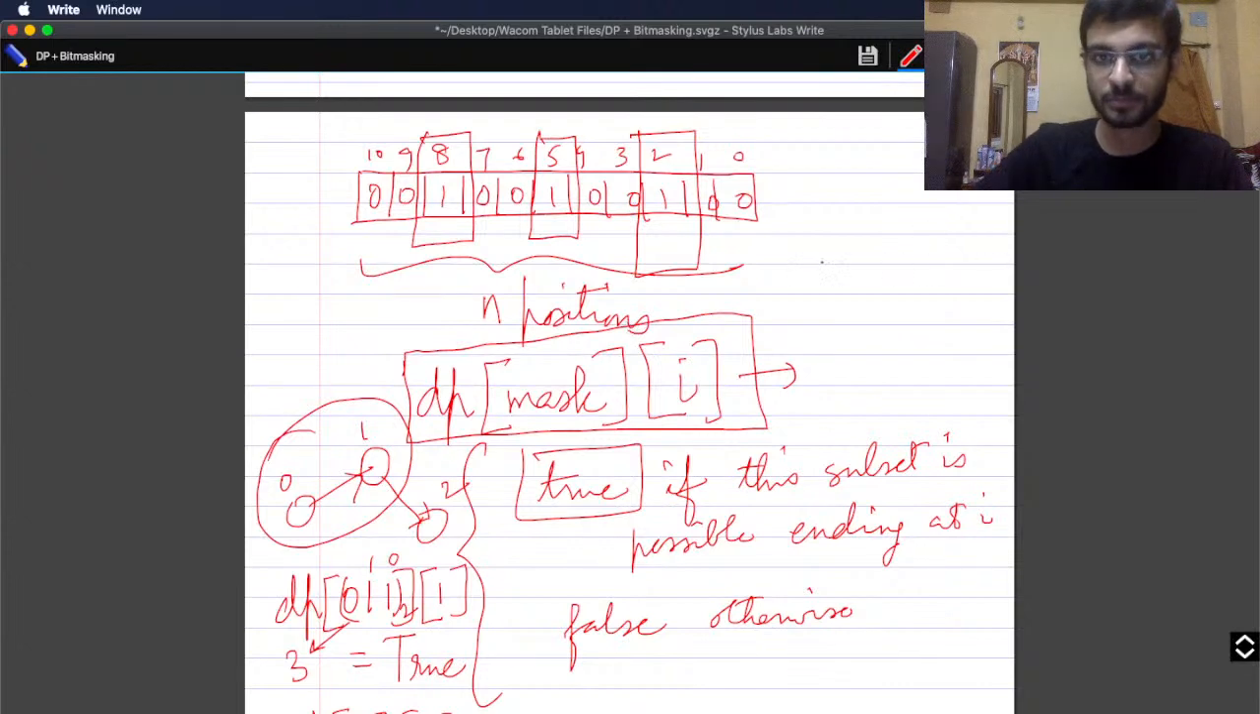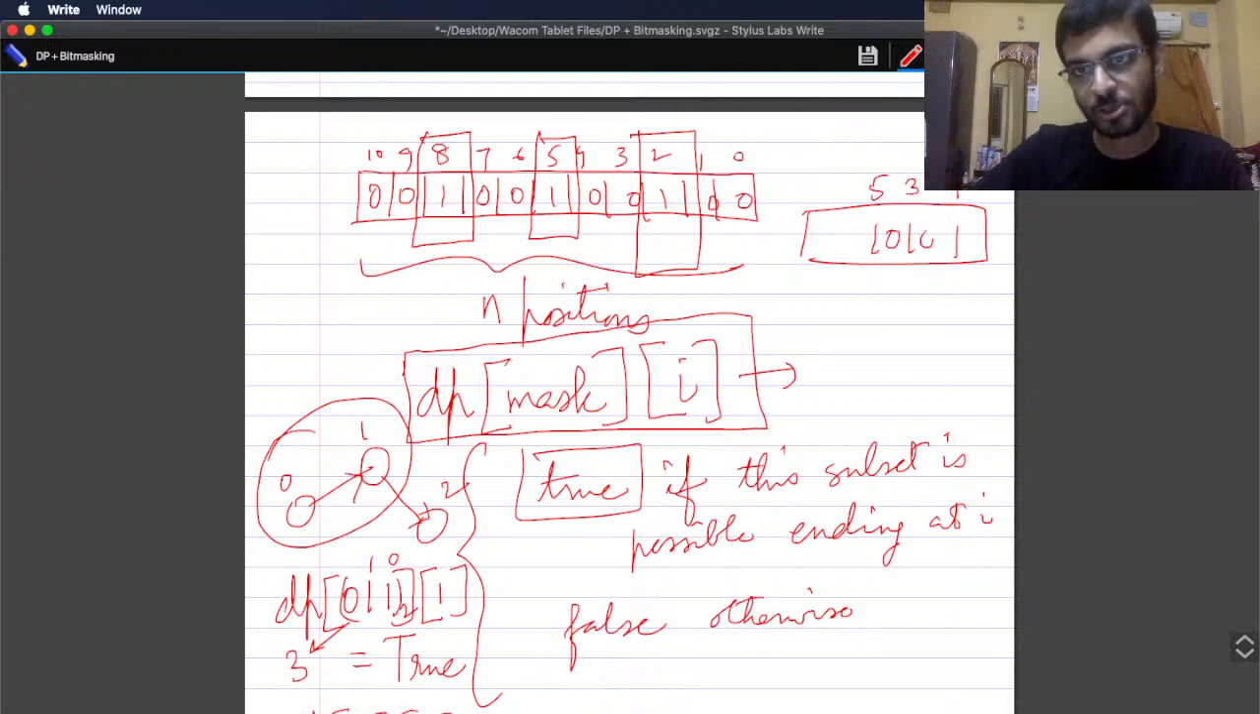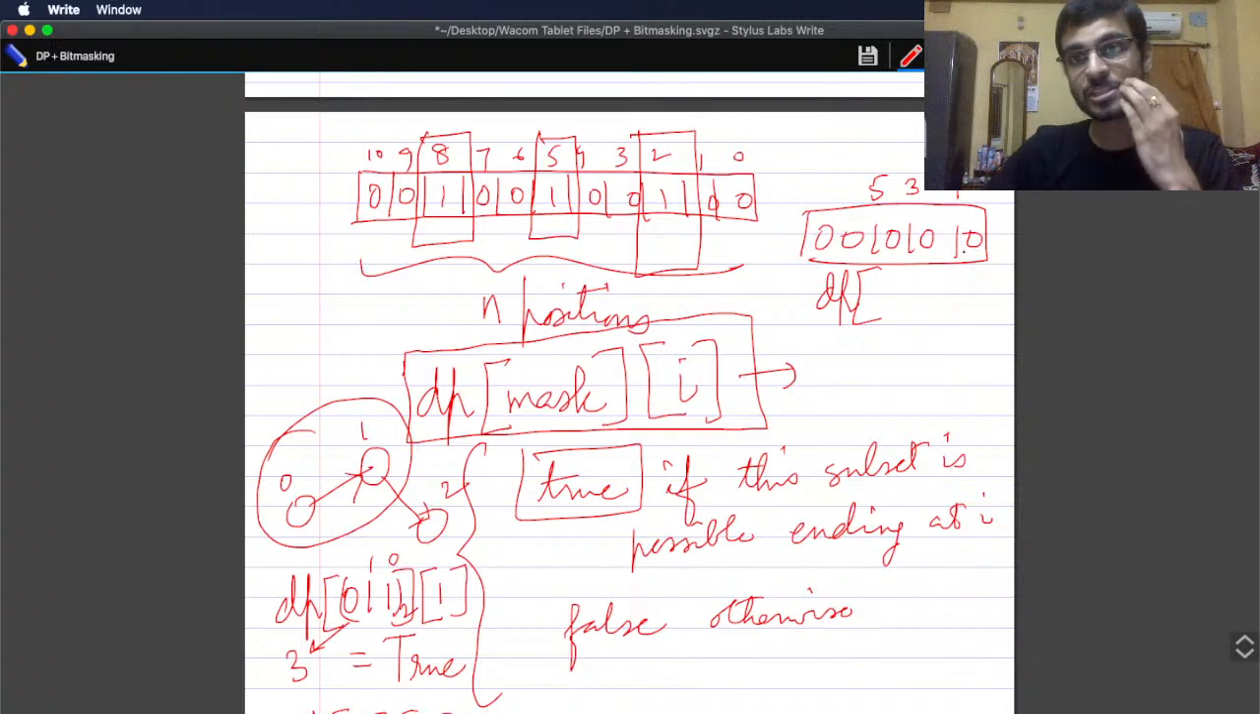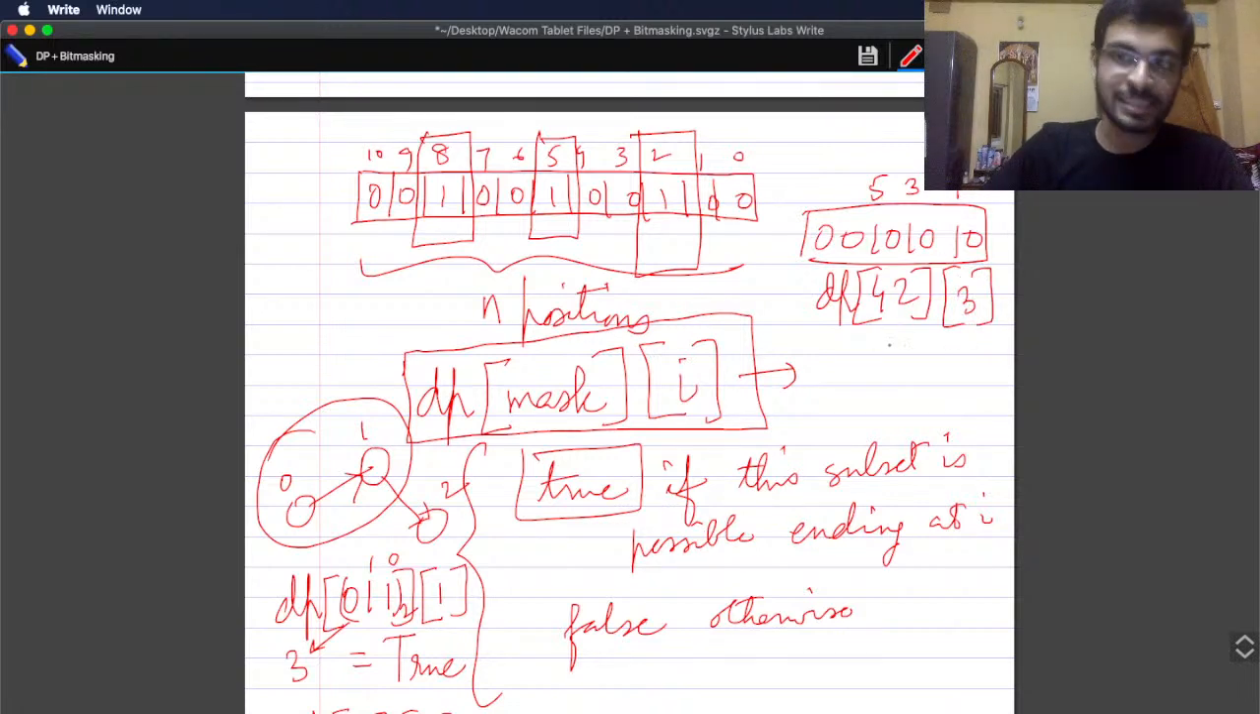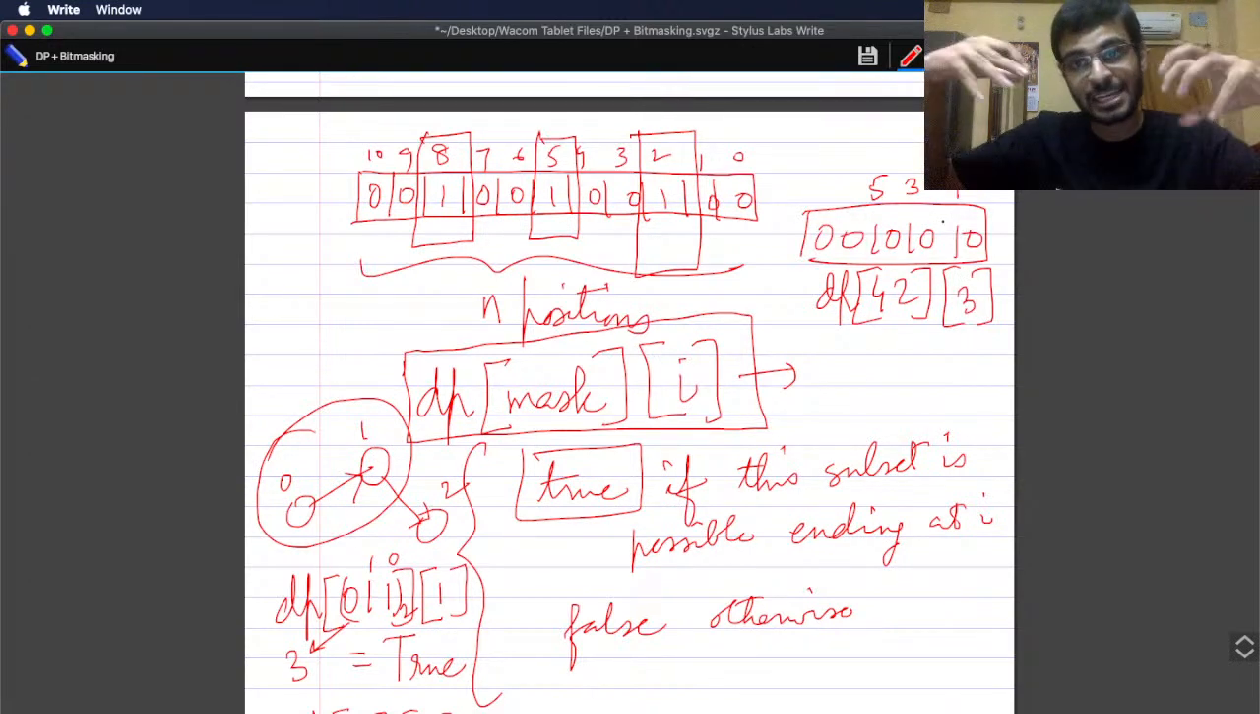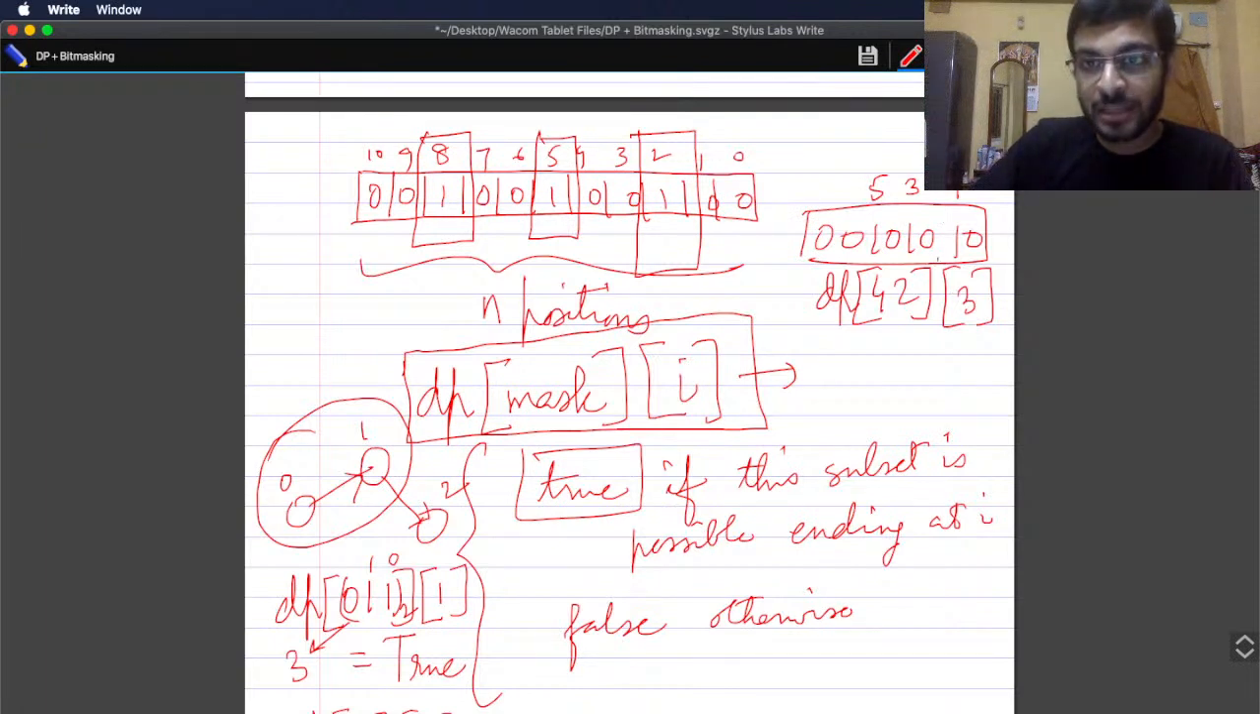Okay, so suppose the mask contains 1 at these 3 positions, which are position 1, 3 and 5, and the rest are all zeros. I am going to represent this by the decimal equivalent, which is 2 plus 8, which is 10, plus 32, so 42. So DP[42][3]. The moment I say this, what I mean is: does there exist a path which contains these vertices such that the path ends at 3?